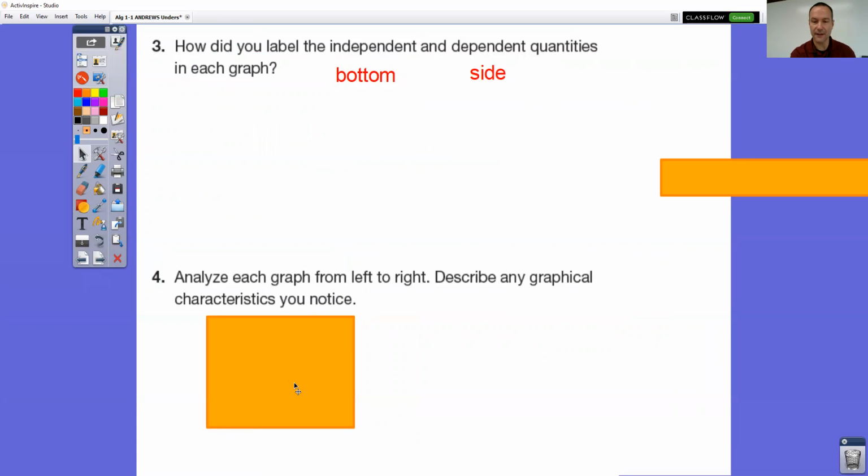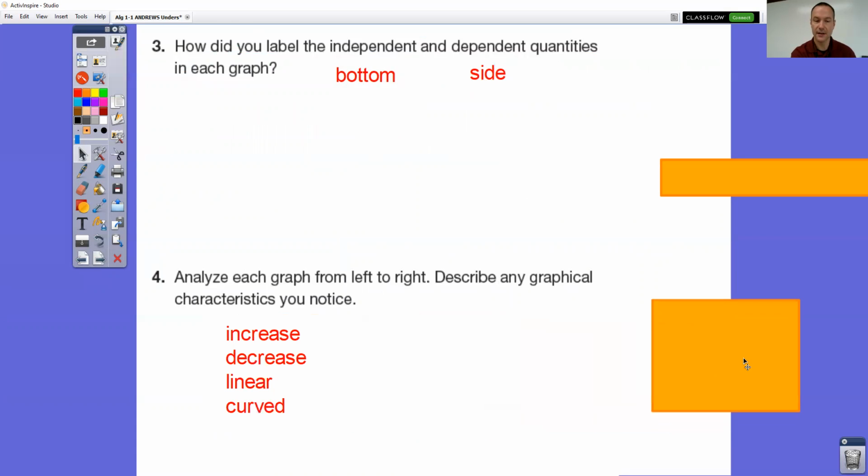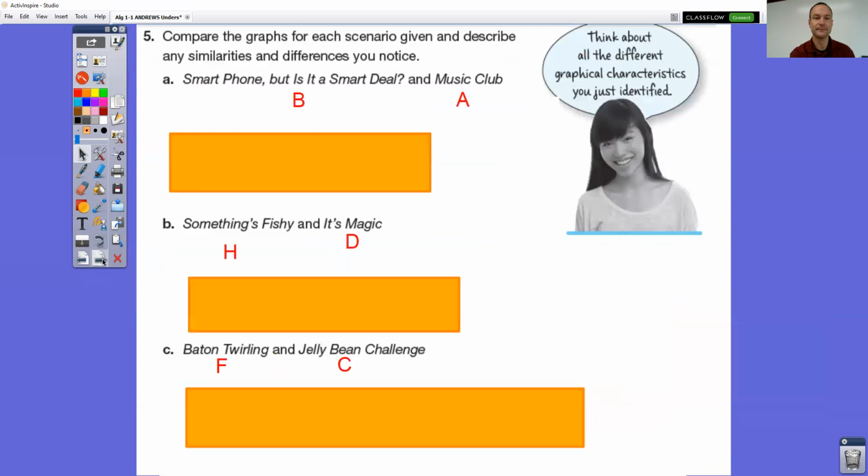Analyze each graph from left to right. Describe any graphical characteristics you may notice. So when we go from left to right, sometimes you're going to increase, sometimes you're going to decrease, sometimes it's linear, which means it's forming a straight line, and other times it is curved. Compare the graphs for each scenario and describe any similarities or differences that you notice.